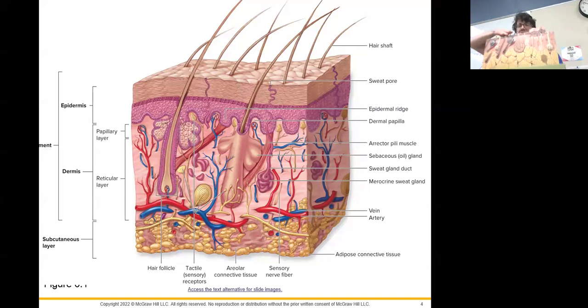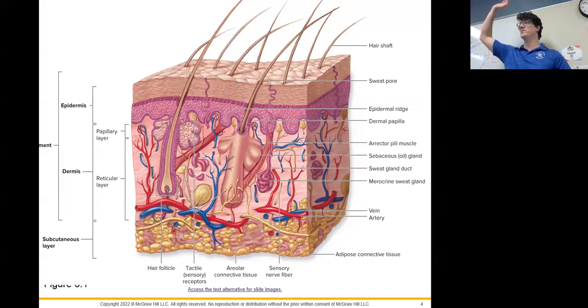This model is showing us the difference between two different types of skin. We have thin skin on this side, and we have thick skin over here. Thick skin, like that found on the palms of your hands and the soles of our feet, does not have hairs. So we don't have hair on the palms of our hands or the soles of our feet. We don't have the glands associated with those, so we don't have sebaceous glands. But also, the skin is much thicker. Why? Because it's subject to a lot more friction. And the ridges that connect our epidermis to our dermis are much more pronounced in our thick skin.